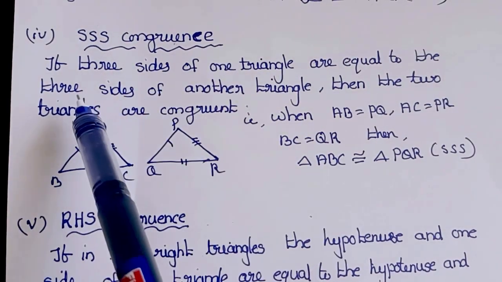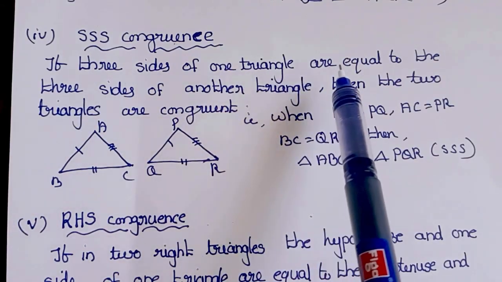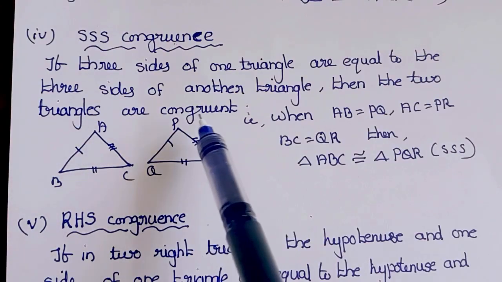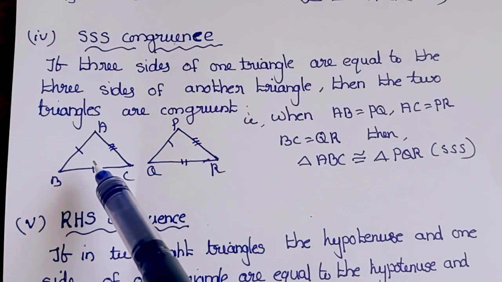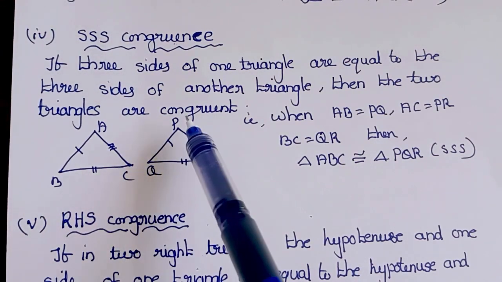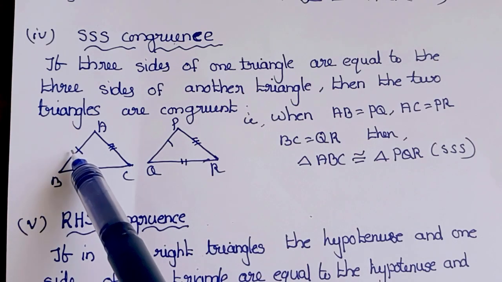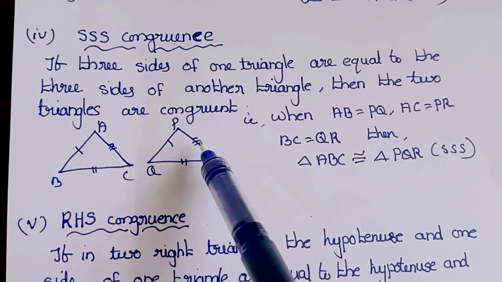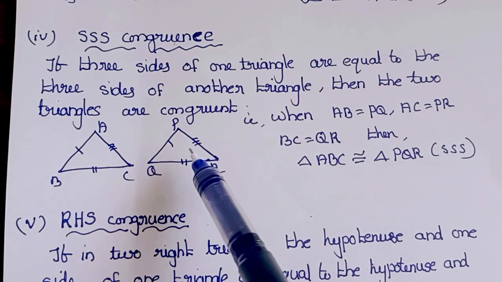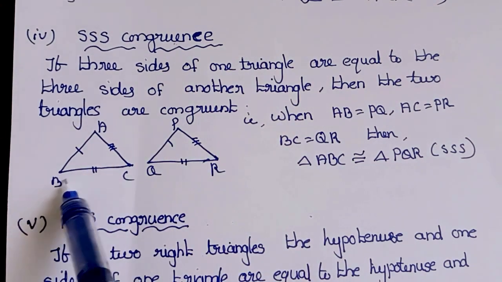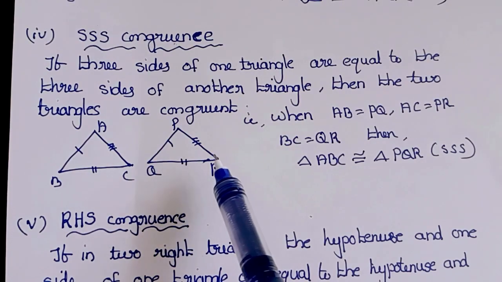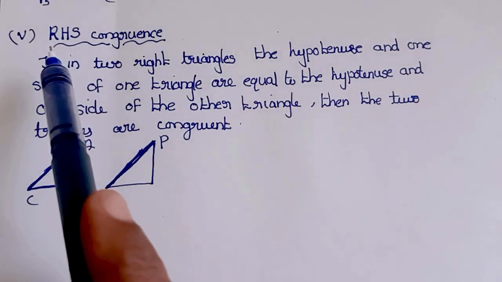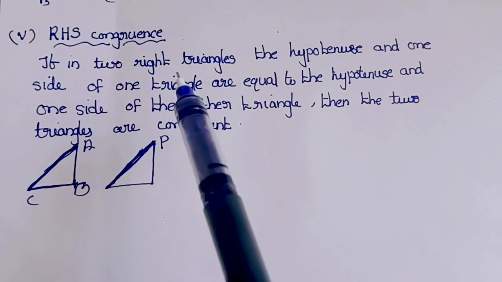SSS congruence, that is, if three sides of one triangle are equal to three sides of another triangle, then the two triangles are congruent by SSS congruence. Okay, that is, in triangles ABC and PQR, if we have AB equal to PQ, BC equal to QR, AC equal to PR, that is corresponding sides are equal, then we can say that triangle ABC is congruent to triangle PQR by SSS congruence.